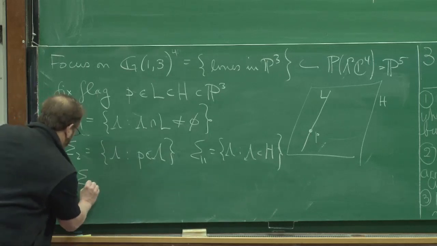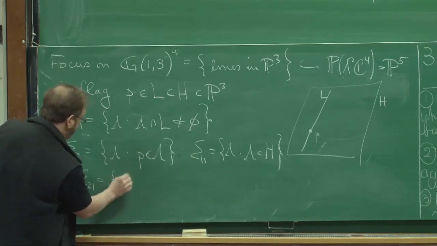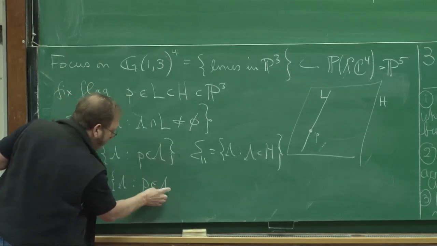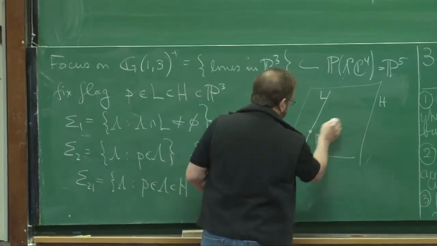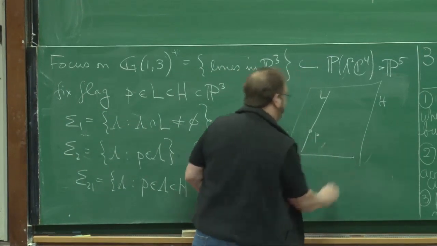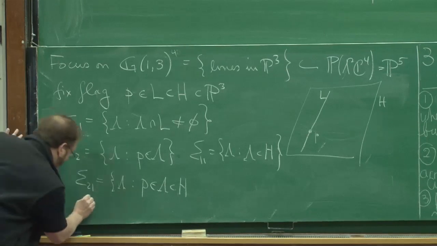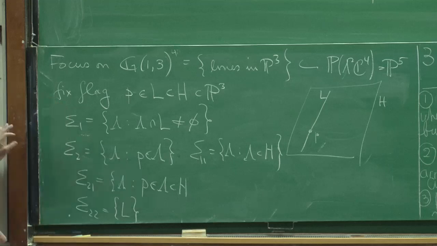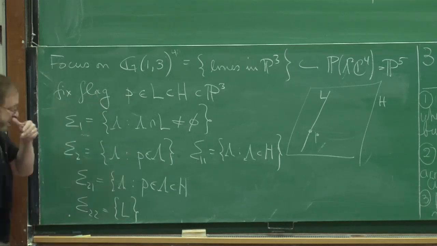Now I want to do one more, if you like. Sigma 2, 1 will be the set of lambda such that lambda both contains P and lies in H. And that, if you think about it, is just isomorphic to P1. It's just the pencil of lines in a plane through a point. And if you want to be really fussy, I should write sigma 2, 2 as the set consisting of L itself, L alone. It's just a single point. And I could write sigma 0 as the whole Grassmannian.